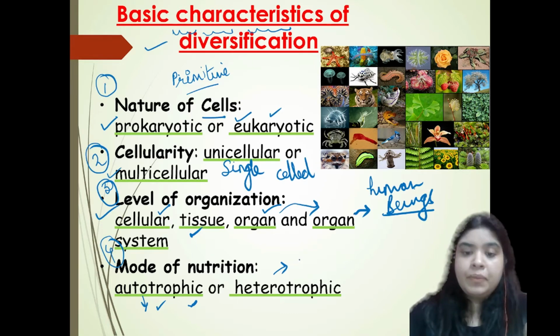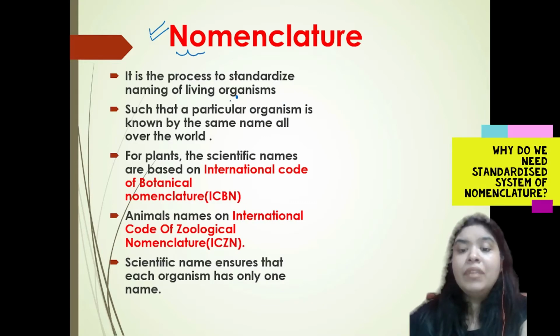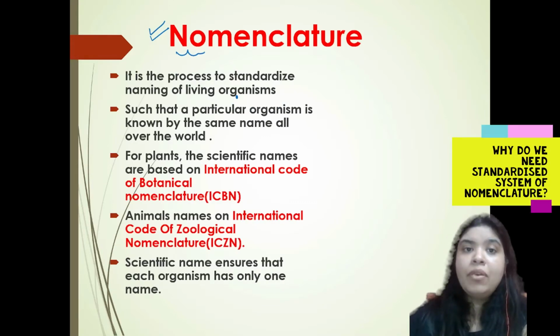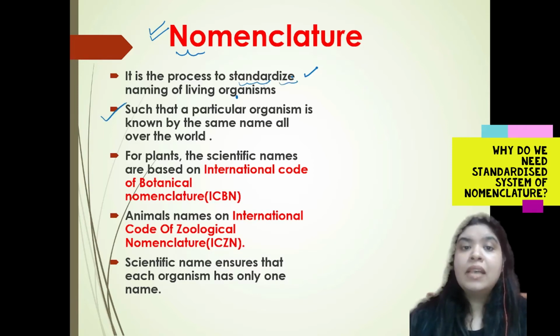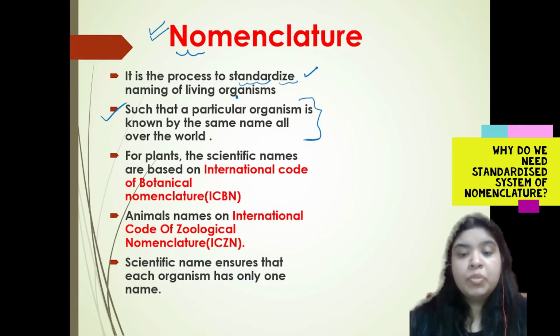All right. The naming of living organisms. Standardized naming of living organisms means that everywhere we will say the same name, so the naming will be standardized. So this is something wherein the organisms would have a standard name, such that a particular organism is known by the same name all over the world. These are going to be the standard names which are followed all over the world.